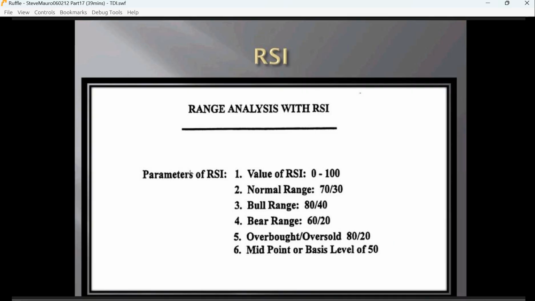So range analysis. How does the indicator range? I said it ranges from 0 to 100, and in a normal range, it will oscillate between 70 and 30, right? The extremes are above the 70 and below the 30. A bull range is when it will find support slightly below the market baseline. Here is the indicator subgraph. There's the midline.